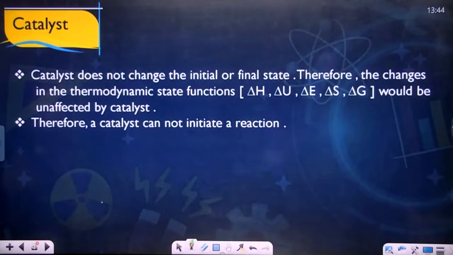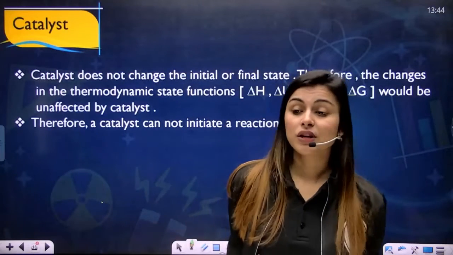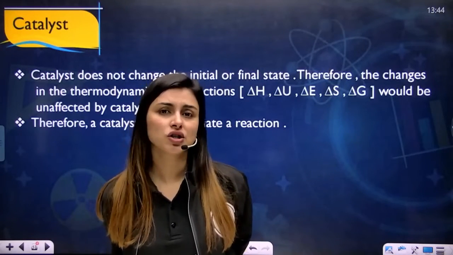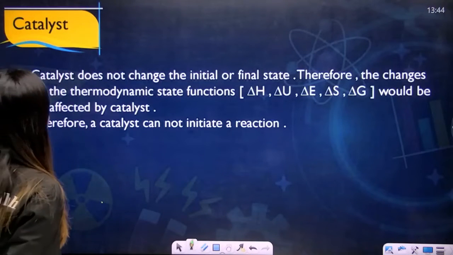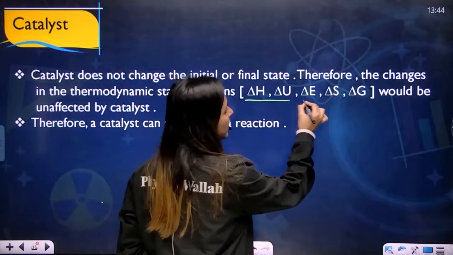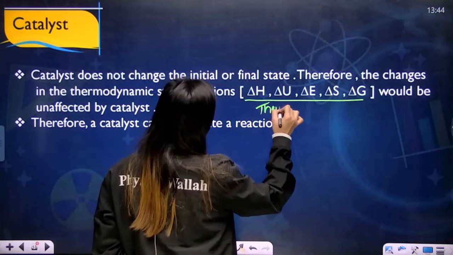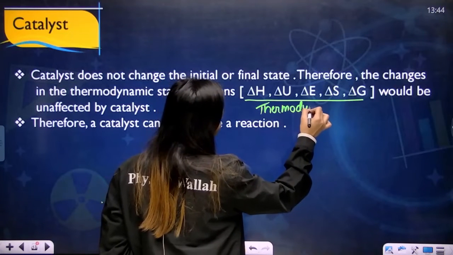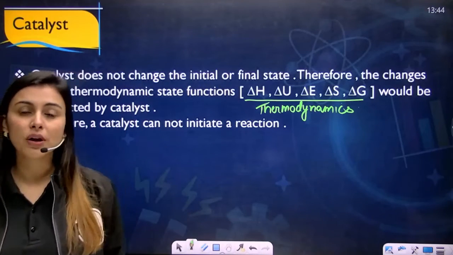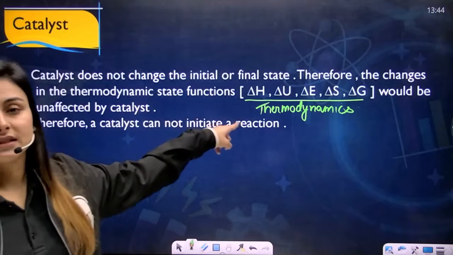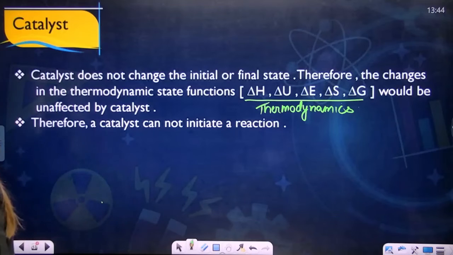Now, a catalyst does not change the initial or the final states. Take the example: your initial destination and your final destination are not changed. It only provides you an alternate path. Therefore, the change in the thermodynamic state functions, my dear students, you might have studied about them in the thermodynamics chapters, these actually depend only on the initial and final states and not on the path you have followed. And that is the reason these don't change, because your initial and final positions haven't changed. They are unaffected by the catalyst.